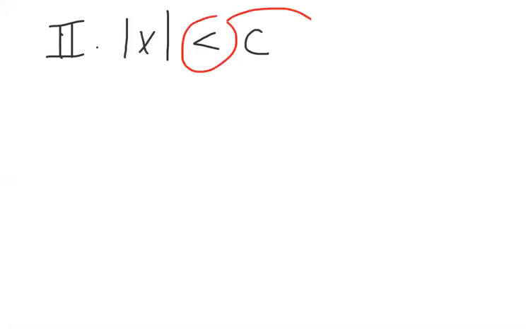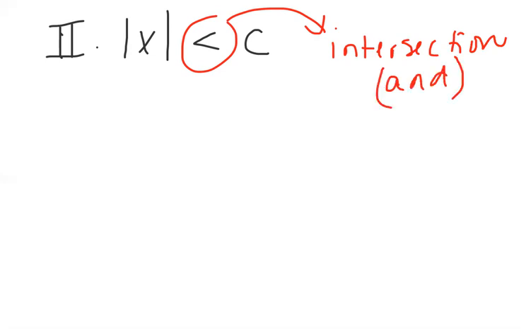So here's the second type of absolute value inequality, and that is when the absolute value is less than C. This one right here reflects an intersection, and when we talk about the intersection, guys, we're looking at the word and, okay? Intersection is what two sets have in common.